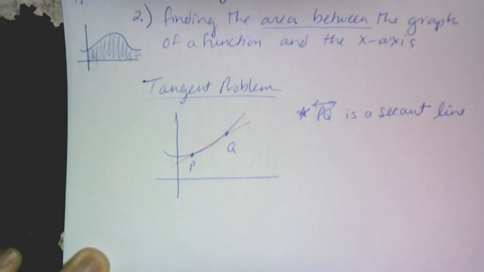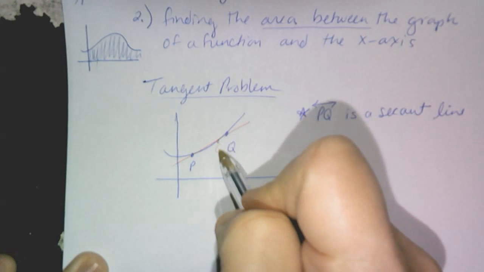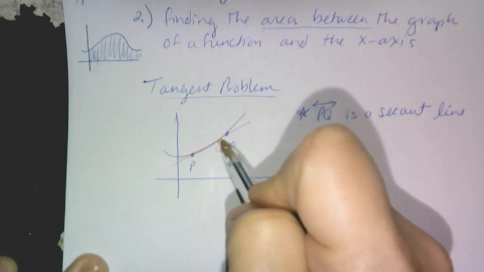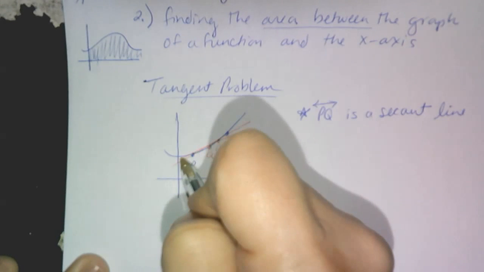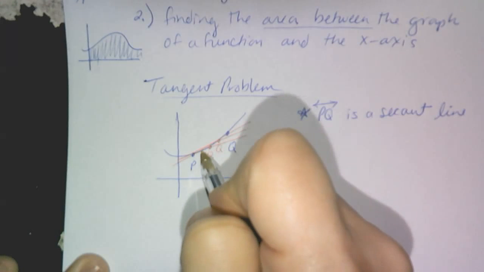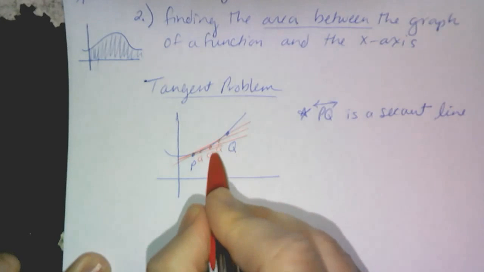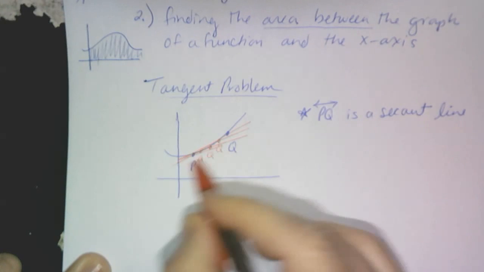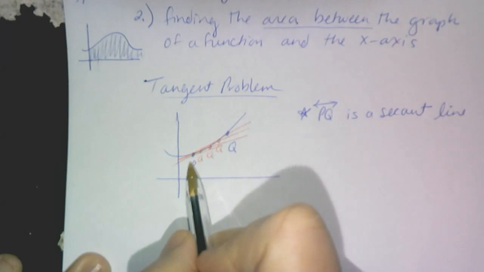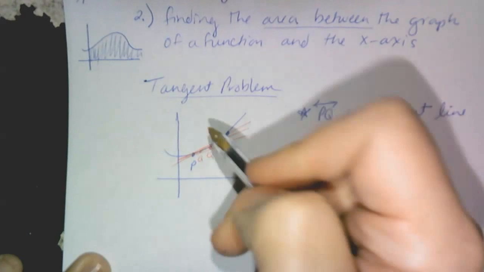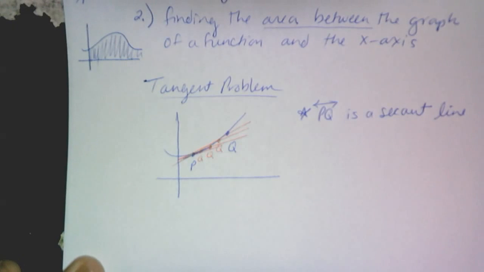So what mathematicians long ago said was, okay, well, what if I moved Q a little bit closer and then drew my secant line? Well, if I moved it even closer and then drew my secant line and moved it even closer and closer and closer, okay? As Q is approaching P and I make these secant lines, I'm eventually going to resemble the tangent line. Wouldn't you agree? If I keep getting closer and closer, as close as I can, don't you think I'll eventually hit that tangent line?